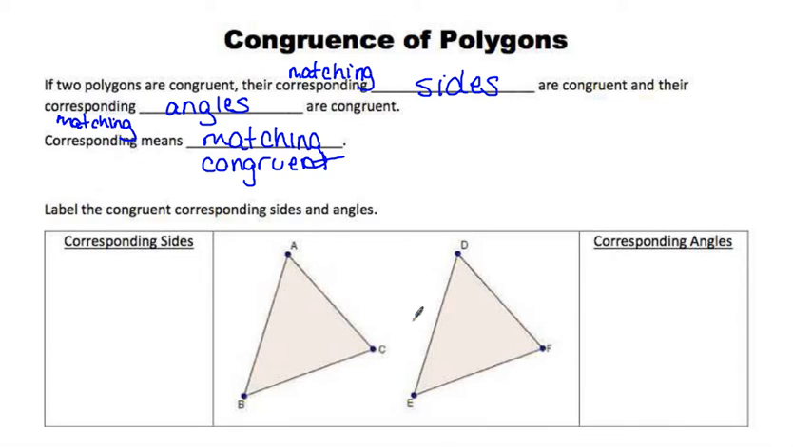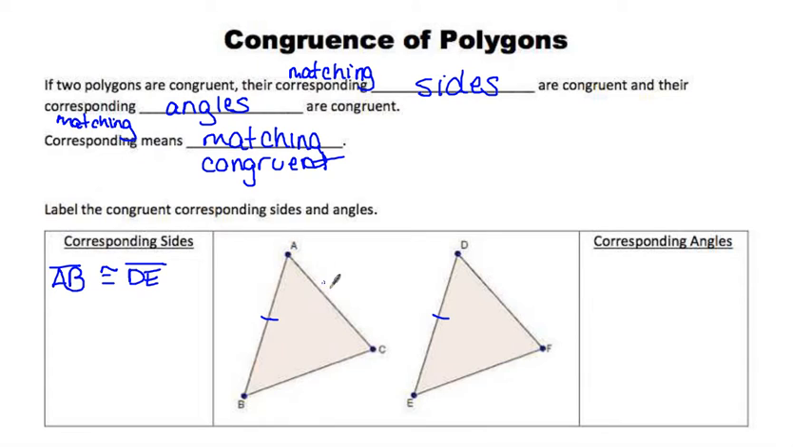When we look at a shape, these are two triangles, we're going to look at the sides as line segments. So this side here is line segment AB. So AB is congruent to DE. Do you see how they're matching? AB matches with DE. Those two are congruent to each other because they're telling us that they're congruent, therefore they have to have the same measurements. Okay.